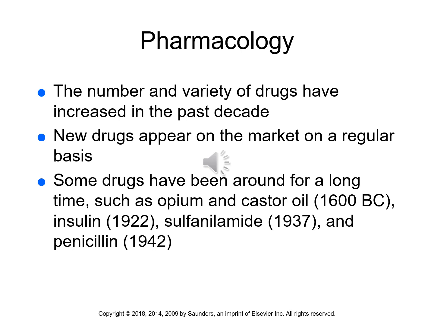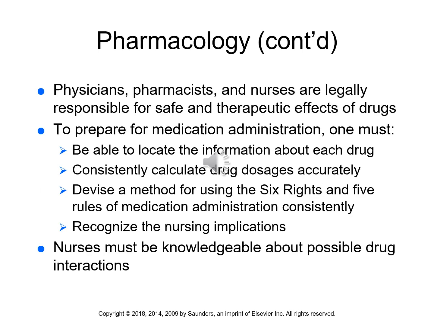There's a whole process companies must go through to test drugs and then get approved to use the drug. The regulatory process for approval to sell a medication includes several stages of testing on animals and humans. Physicians, nurses, and pharmacists are responsible for the safe and therapeutic effects of drugs.